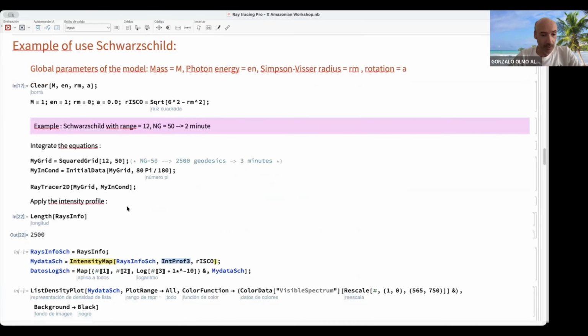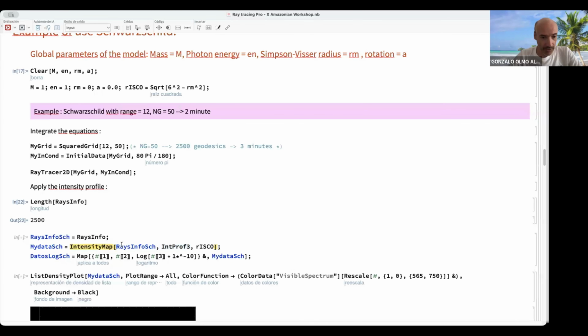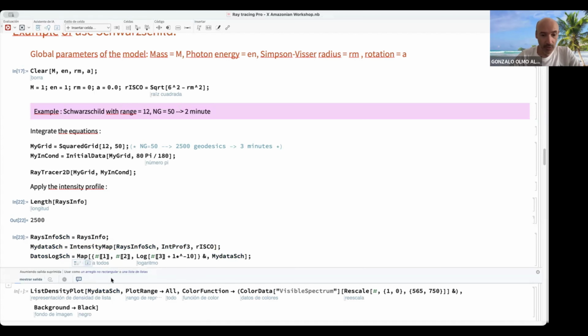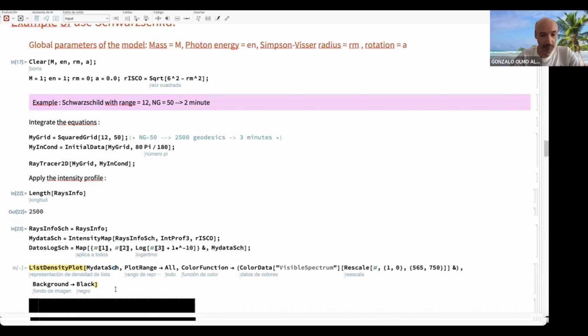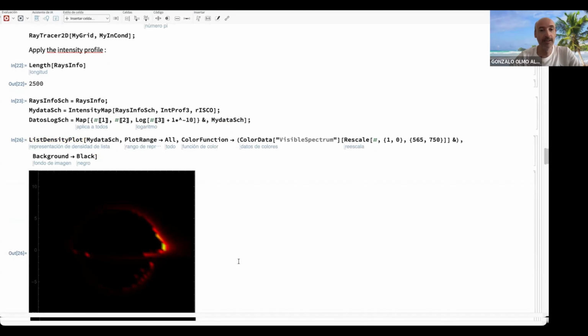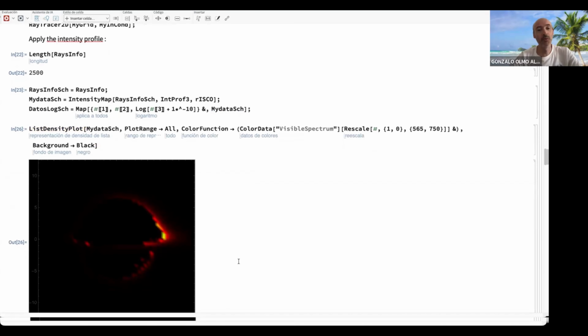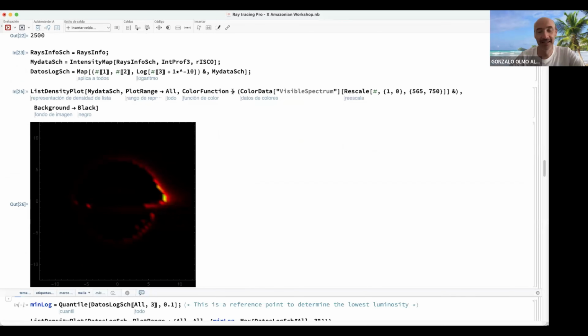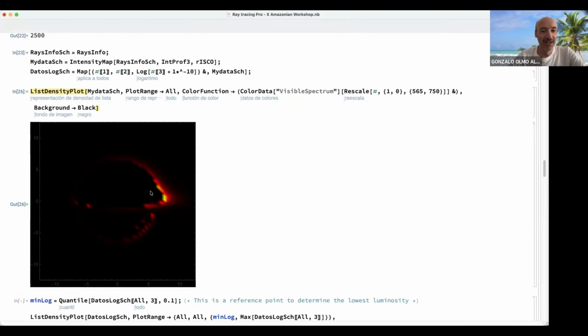And we need to generate this intensity map, and then we can plot it with this density plot. And this is what we get. As I said, this is quite disappointing. Oops, I'm frozen. I'm no longer frozen. Okay, so this is the disappointing picture that we get.